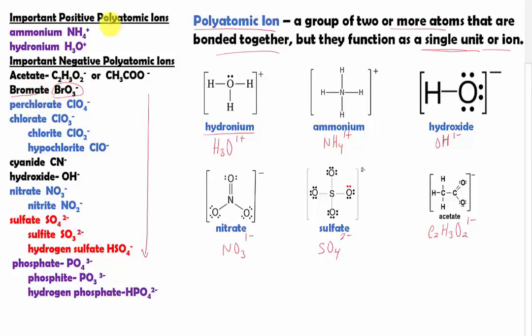Let's go to the list. Here are two common positive polyatomic ions, and one of them is ammonium, the second one is hydronium. Those are the only two that are positive. And the rest are all negative ions.